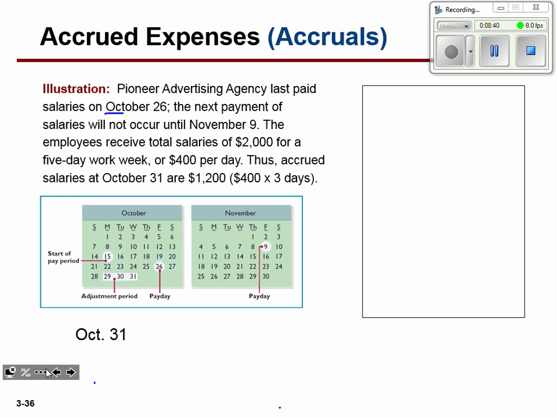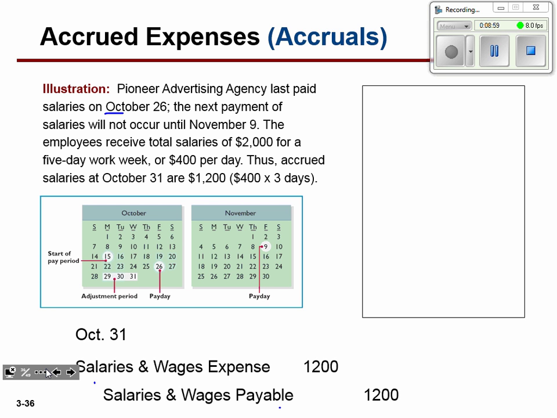So we've got to have a debit and credit. We know those amounts. It says $1,200. One's got to be an expense, and one's got to be pulled from the balance sheet. It's called salaries and wages expense for $1,200. Who do we owe money to? Our employees. So it's the salaries and wages payable. Payable on November 9th. The problem is that's the next fiscal period.